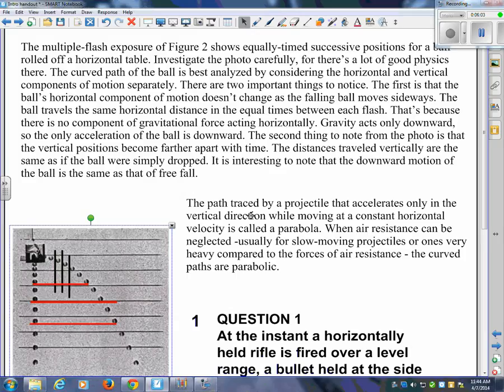The path traced by a projectile that accelerates only in the vertical direction while moving at constant horizontal velocity is called a parabola. When air resistance can be neglected, usually for slow-moving projectiles or ones very heavy compared to the force of air resistance, the curved paths are parabolic.